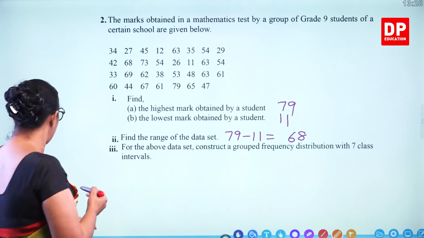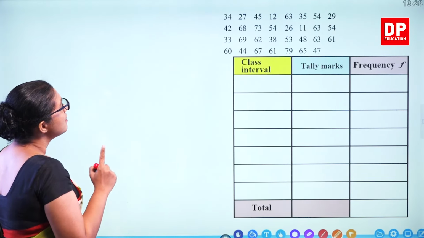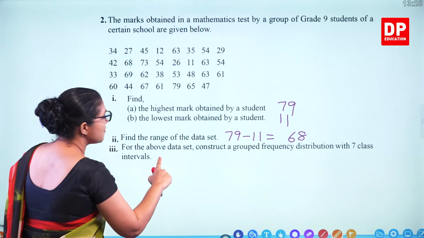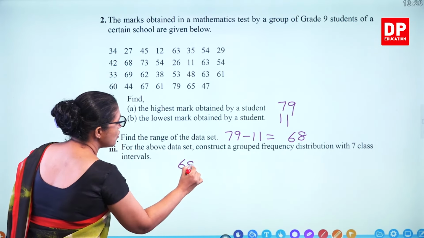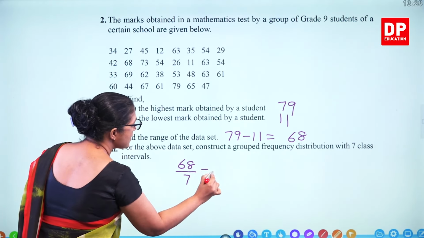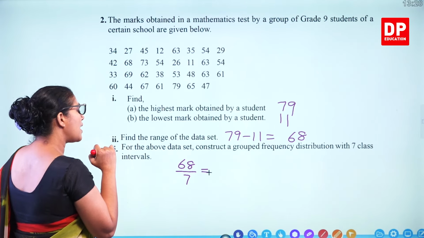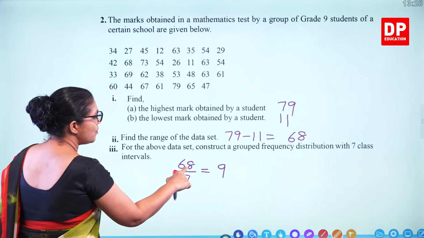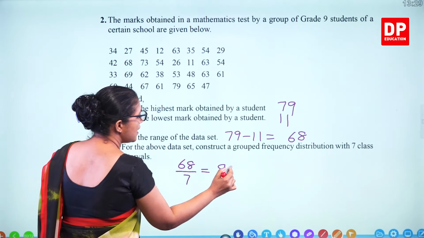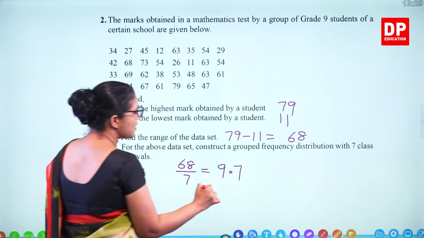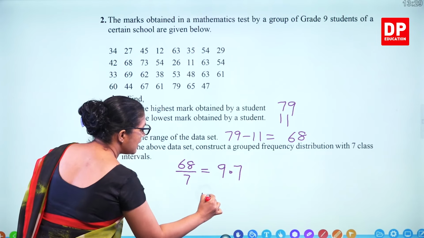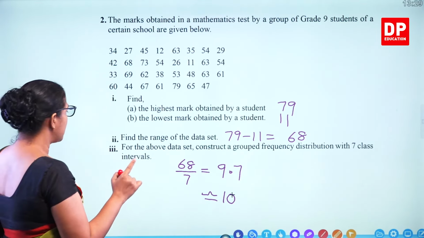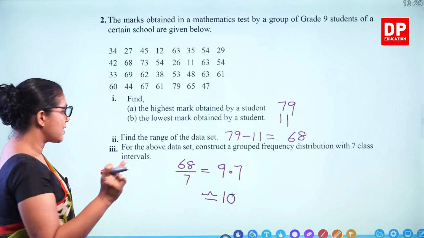So what we do? 7 class intervals means take the range, divide by 7 and see what's the value. 7 times 9, 63. And you get 5. For 50, that's 7 times 7, 49. So roughly 10. So we have to construct with 10 as the class size.